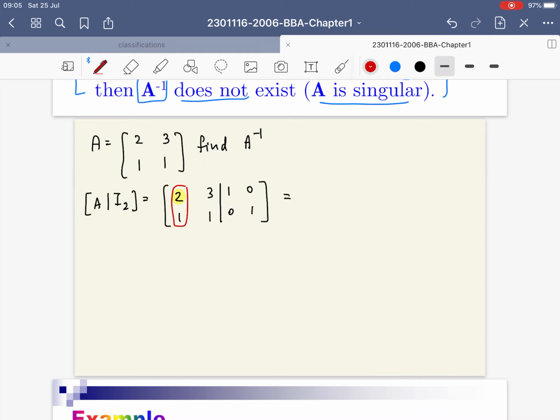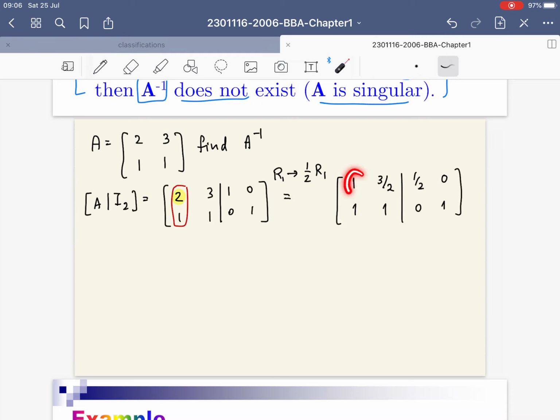So to do that, you just simply change your R1 into half of R1, so that this one becomes a 1, 3/2, 1/2, a 0, a 1 again. The rest of your second row are the same. We didn't touch your second row at all. And after this one becomes a 1, then the rest in that column must be 0, so you need to get rid of this.